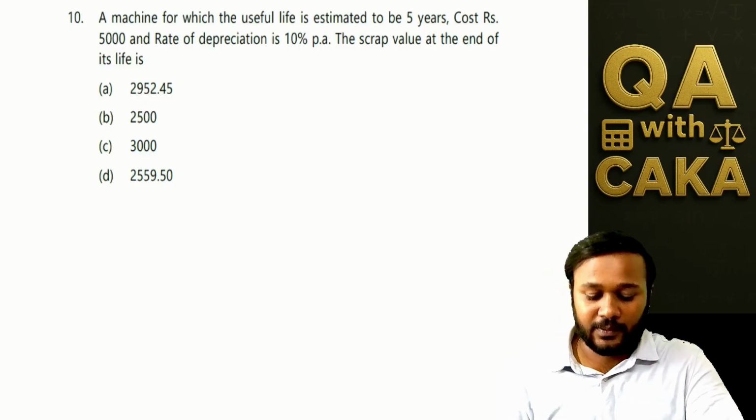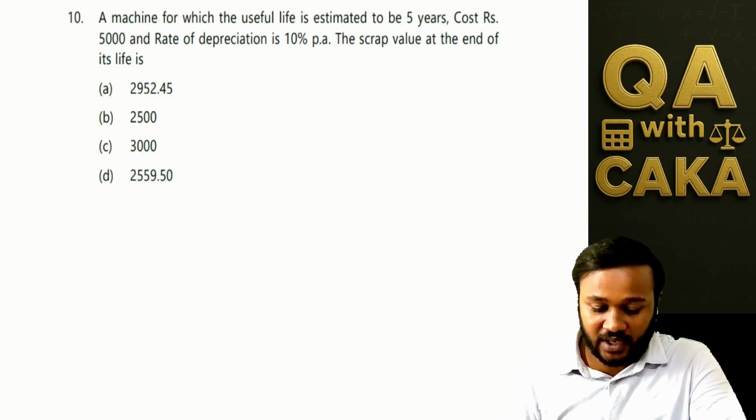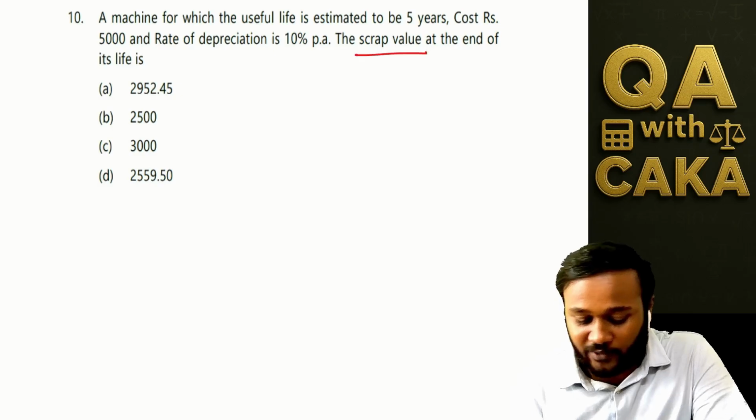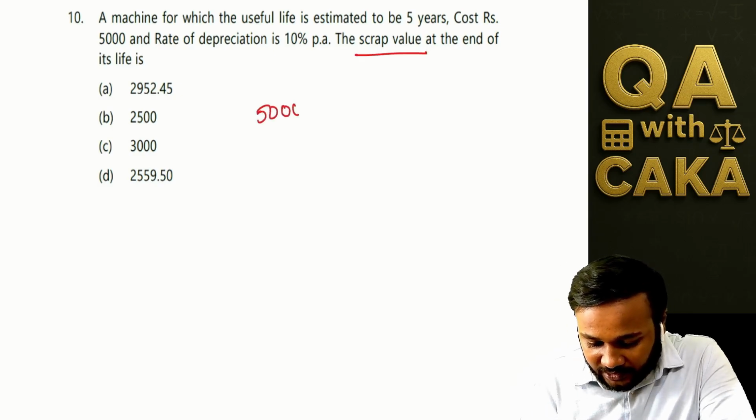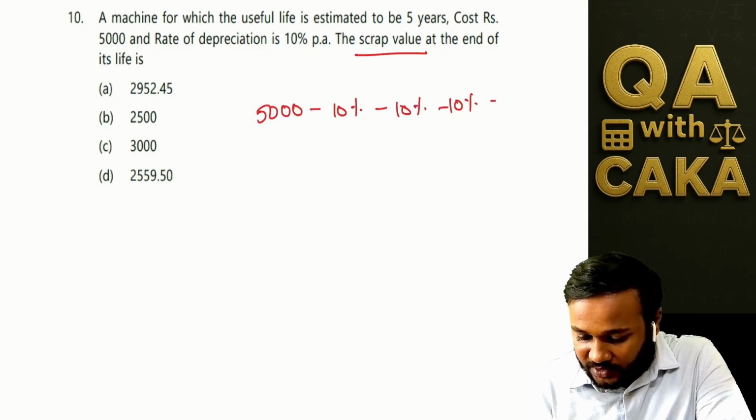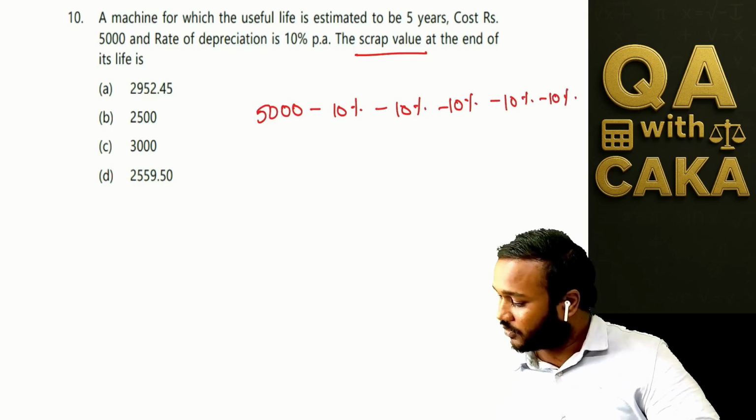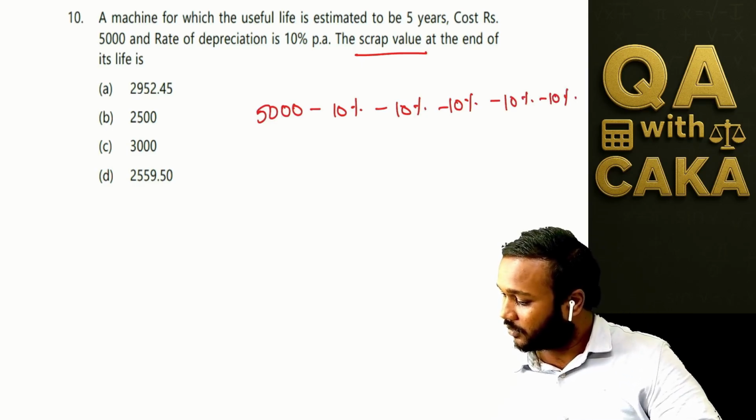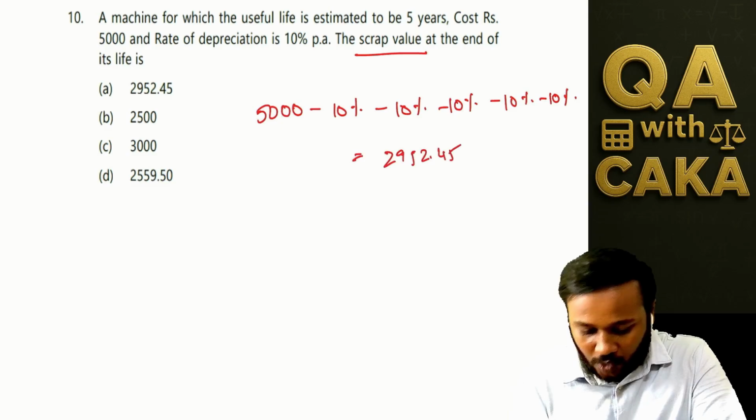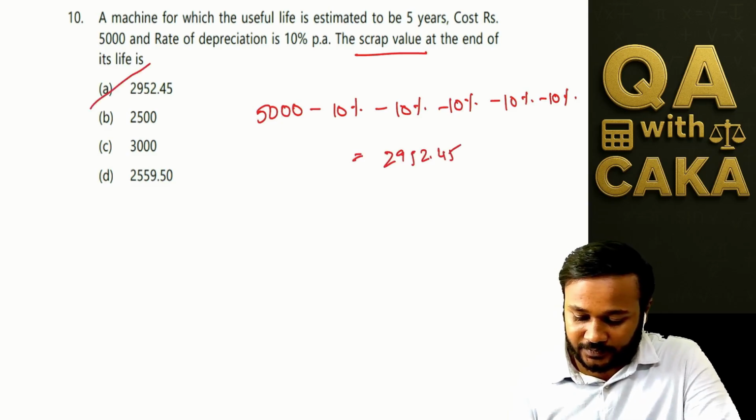The 10th question. A machine for which the useful life is estimated to be 5 years, cost rupees 5,000 and rate of depreciation is 10% per annum. The scrap value at the end is what? So simply in a calculator you can do 5,000 minus 10% for 5 times. 1, 2, 3, 4. Yeah, let's see the answer. I got answer 2952.45. So option A is your right answer.